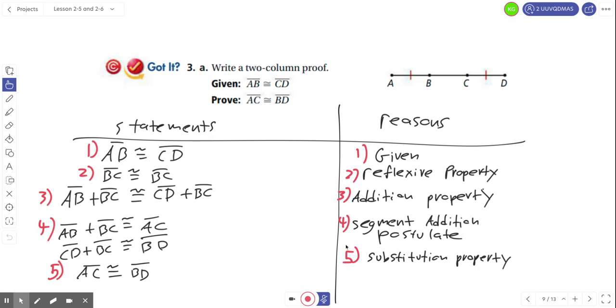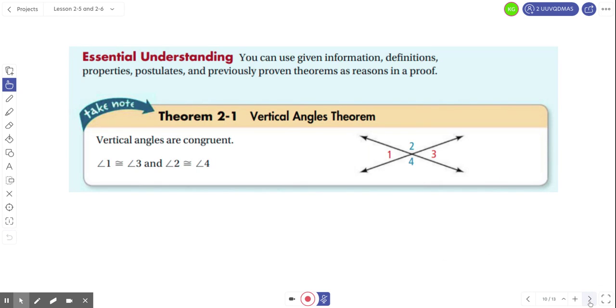Right, hopefully you got that solved correctly there, or proven correctly rather, with your two columns using the segment addition postulate. Notice that this first part is always given. So if you're doing this on a test, writing down the given thing first is kind of like a free point. So make sure you do that. Let's look at another way that these can play out.